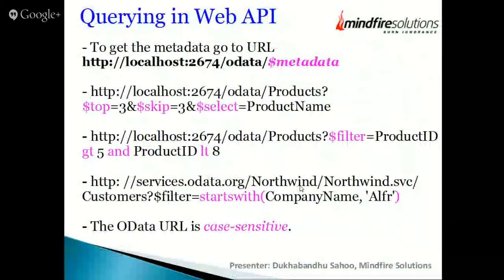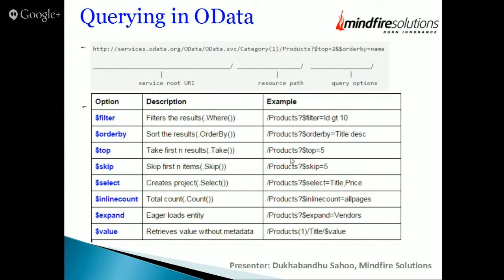Here are some query syntaxes. If you want to get the metadata about the exposed OData service, you can go to the URL with $metadata, and here are some of the highlighted query syntaxes. You can use $top, $skip. You can combine them, and the order is not important. You can keep anything in any order. OData will take care of how to evaluate the query, and we will see more as we progress with the seminar. And this is the syntax of how we provide the URL.